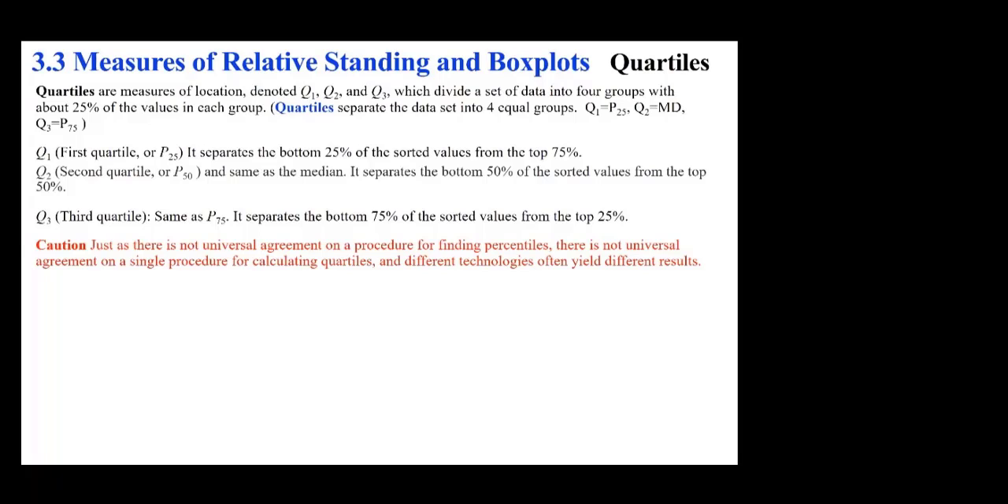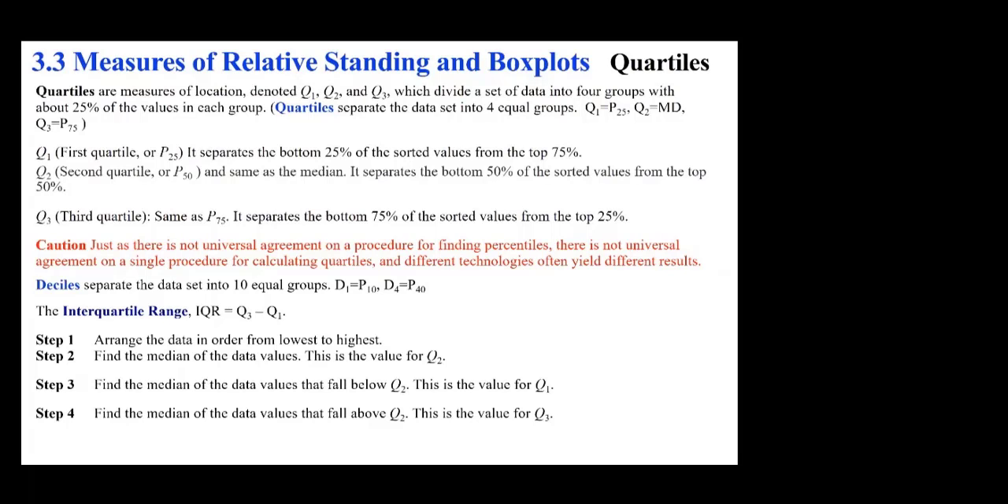I can't really emphasize this enough: there is no universal agreement. If you use different technologies, you may get answers that are slightly different. Deciles cut the data into 10 equal pieces. The interquartile range is defined as Q sub 3 minus Q sub 1.